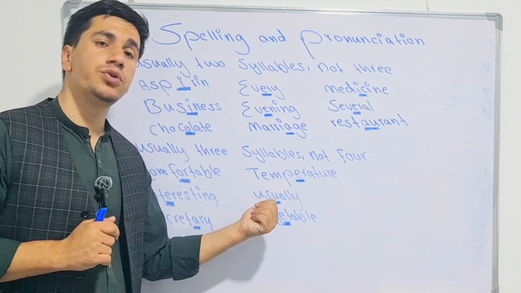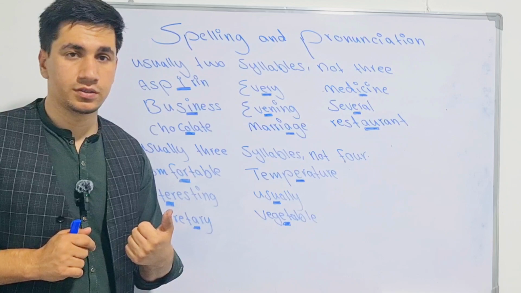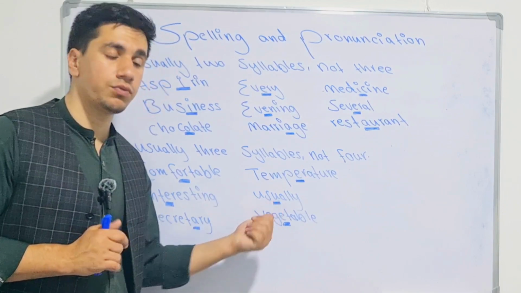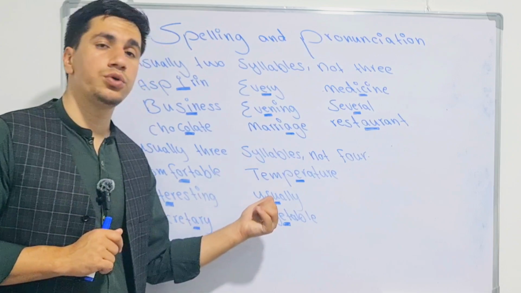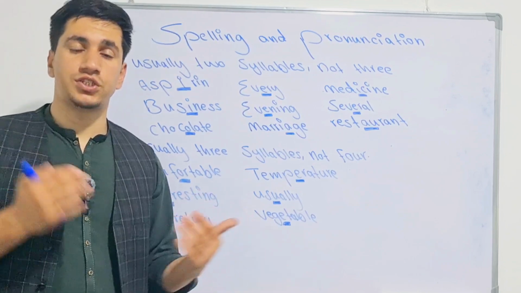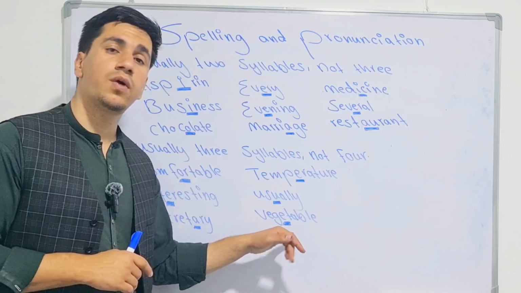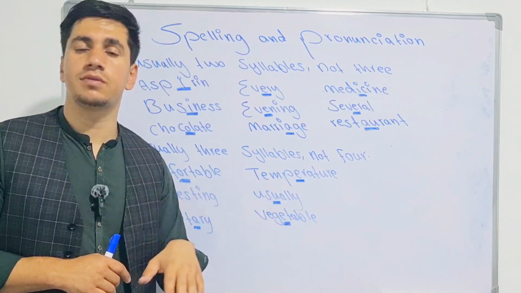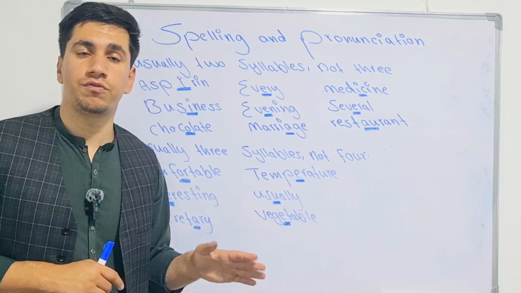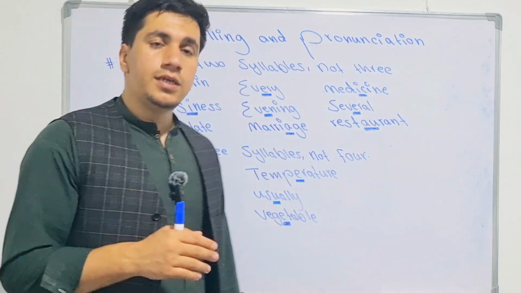The next we have is usually. It has 2 pronunciations, British and American. The U sound is silent. We do not pronounce it. Usually, 2 pronunciations. The very last one, we call it vegetable, not vegetable. Why? Because the G sound is silent, which we do not pronounce. We pronounce it like vegetable, not vegetable. So, this was today's lesson.